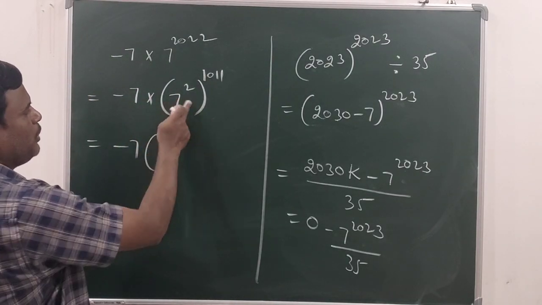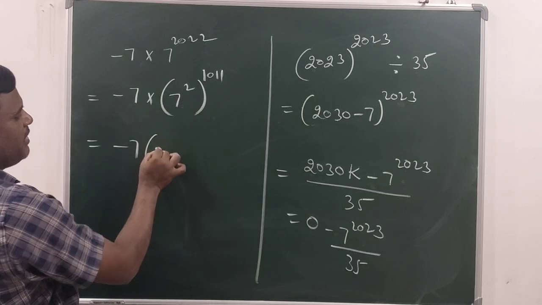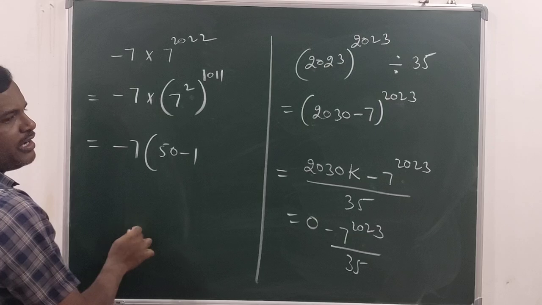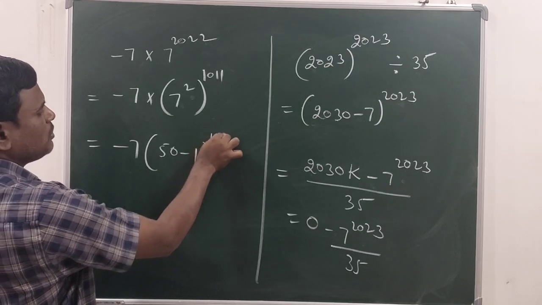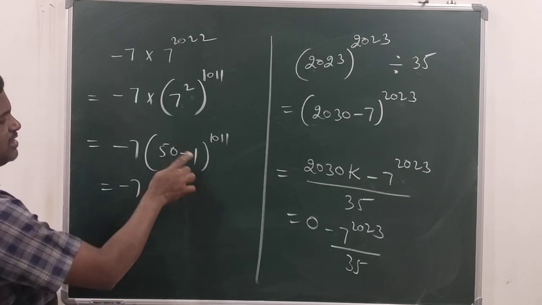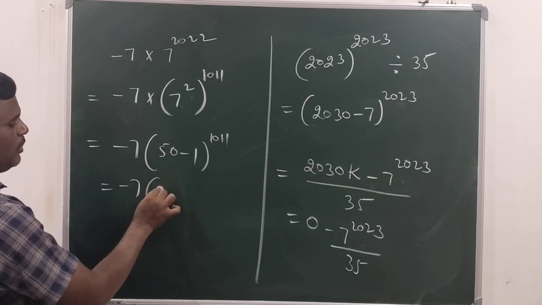In the next step, what is going to happen? Observe me. 7 square, I would like to write 50 minus 1. 49, no? 49 you can write as (50 minus 1) whole power 1011. So now expand it. On this expansion, what do you get?